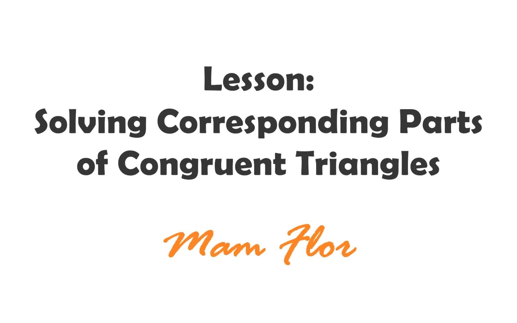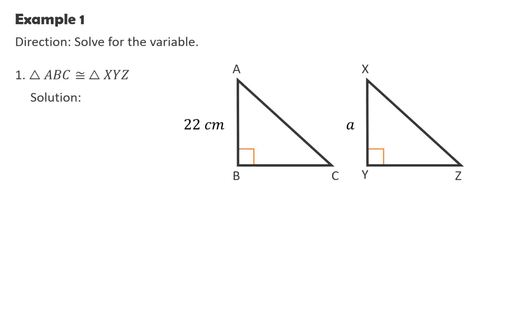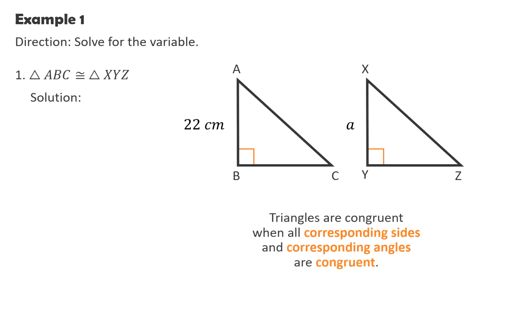Today we will be discussing solving corresponding parts of congruent triangles. Example number 1, solve for the variable. So sa number 1, you're gonna find yung value ng variable A natin. So you were given triangle ABC is congruent to triangle XYZ. Take note that triangles are congruent when all corresponding sides and corresponding angles are congruent.